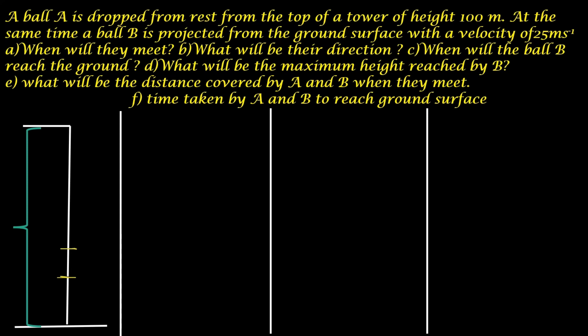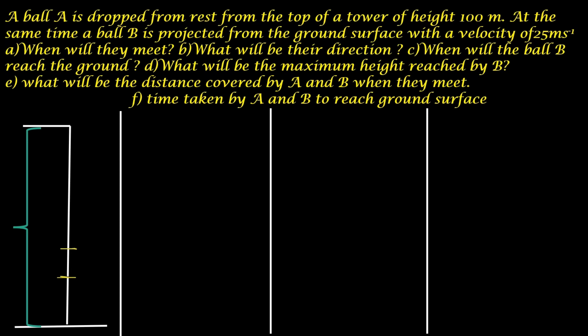A ball A is dropped from rest from the top of a tower of 100-meter height. At the same time, a ball B is projected from the ground surface with a velocity of 25 meters per second. A. When will the balls meet?